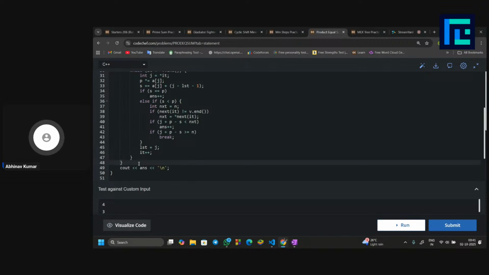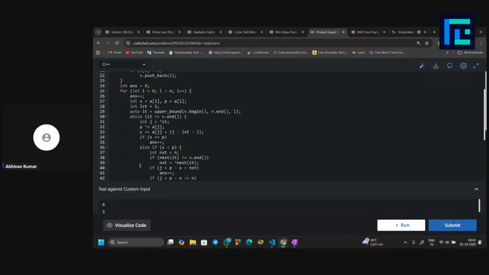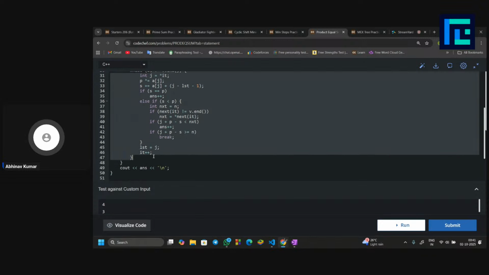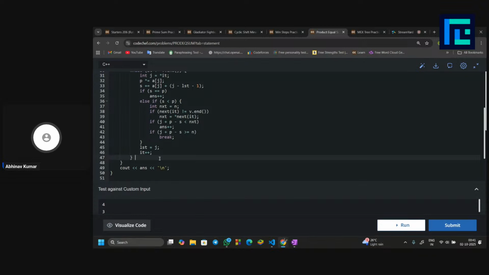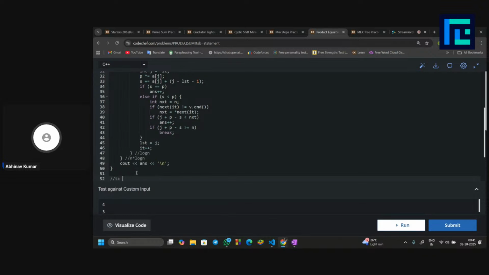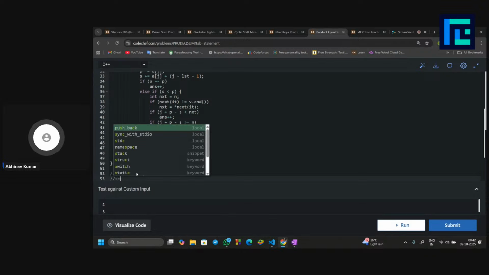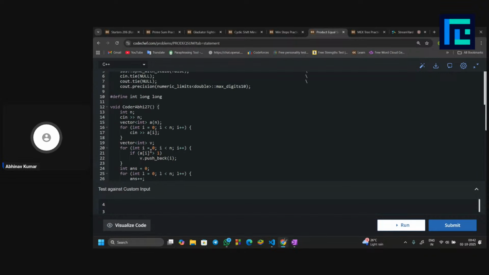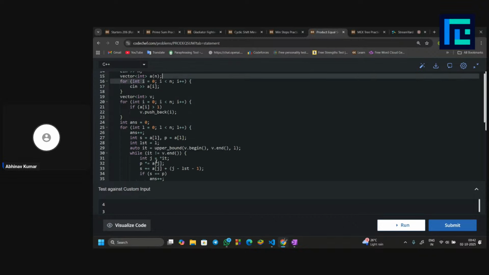Okay, I hope the code is also clear to you. If you analyze the time complexity, this loop is running n times, and I explained why. Because of this break, this is running at max log n times. So this overall is n log n. So overall, I can say my time complexity is order of n into log n, and my space complexity would be order of n, which would be used for the vector v and array a.